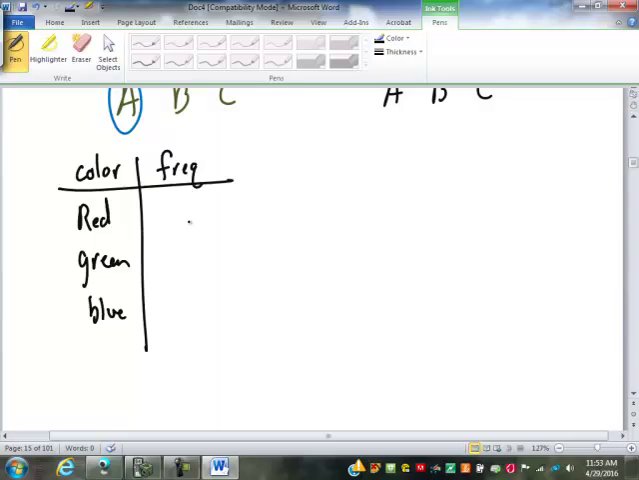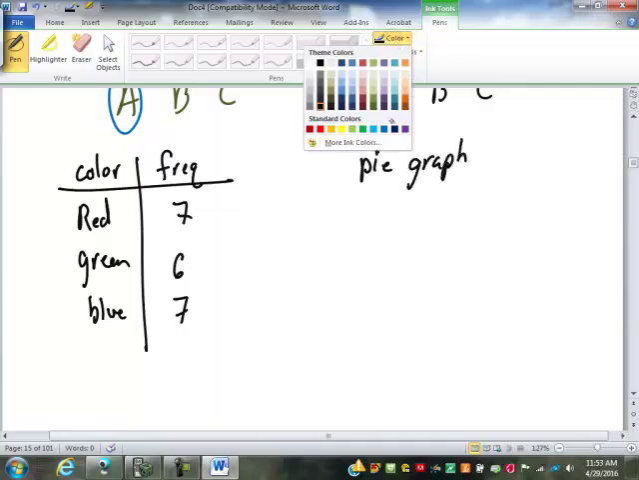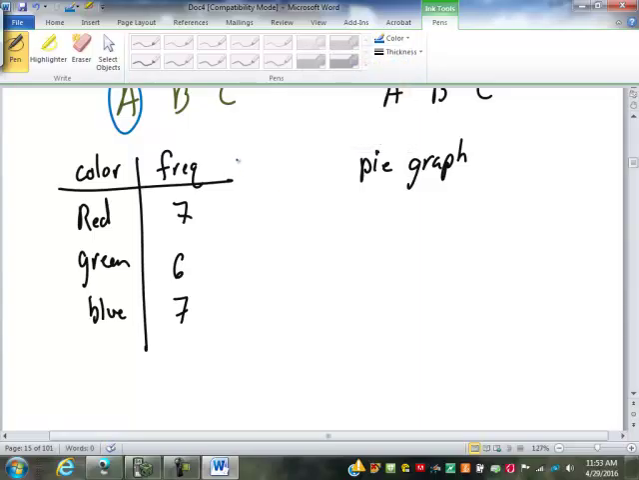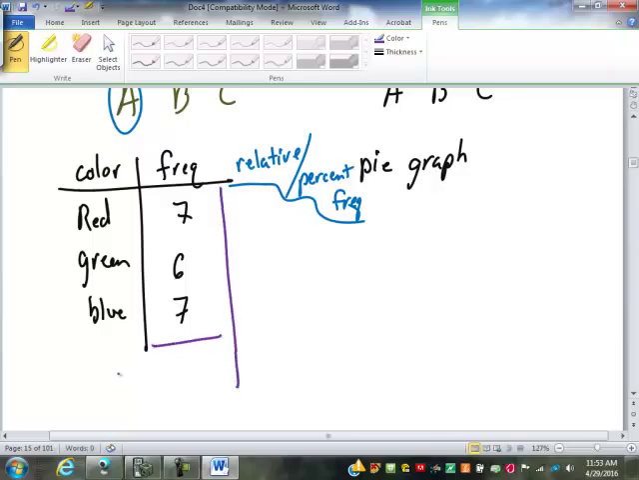Another way of graphically displaying categorical data is a pie or a circle graph. To do a pie graph, we're looking at what's called relative frequency or percent frequency. For that, I must start out by finding the total frequency. If I add those all up, I get 20.